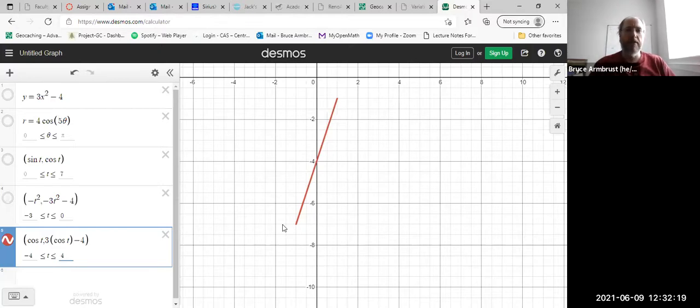I'm sure there's probably a way to program Desmos to do that. I don't know it. I'm too lazy to figure it out because I've got this if I need it.